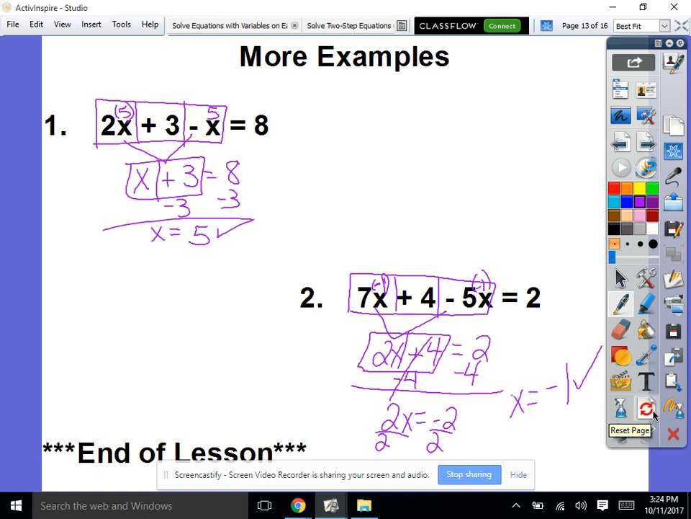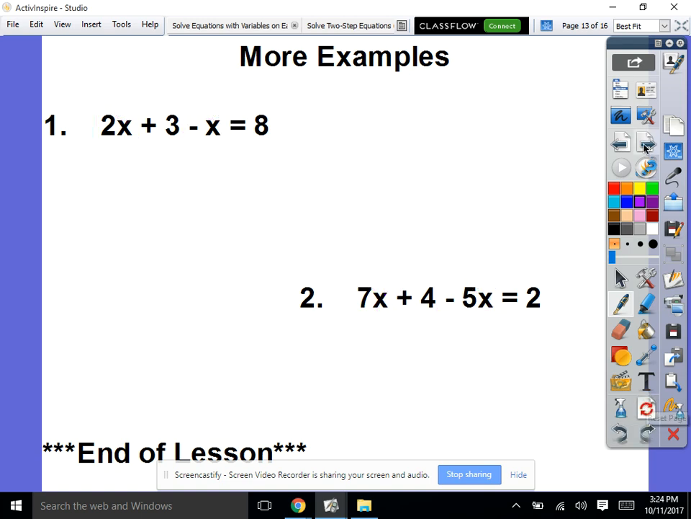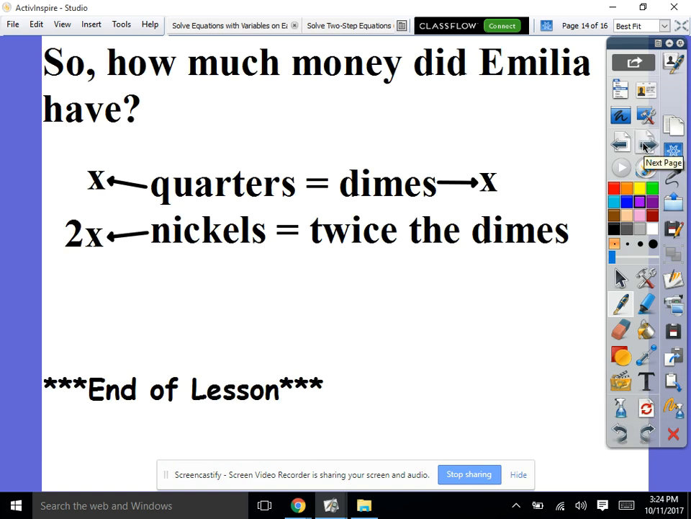Let me remind you that you definitely want to think about this problem. See if you can come up with how much money Amelia has. And we'll look at that tomorrow.